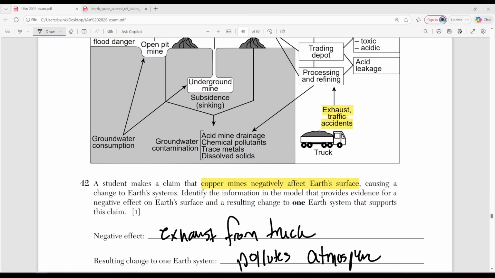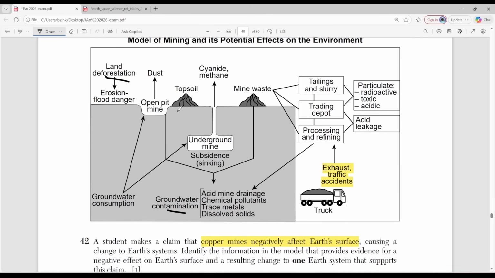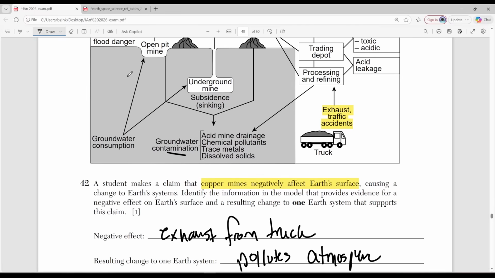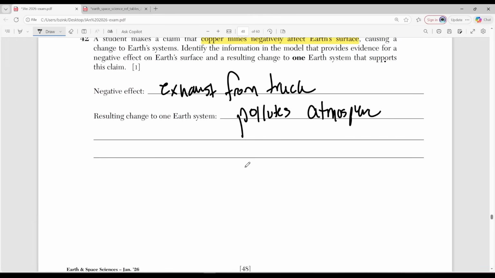I mean, that was easy. You could put a lot of stuff. Look, groundwater contamination to the hydrosphere. You could say, oh, look, deforestation. Deforestation, land is clear, more erosion, killing of habitats in the geosphere or the biosphere. That's the one that I picked.